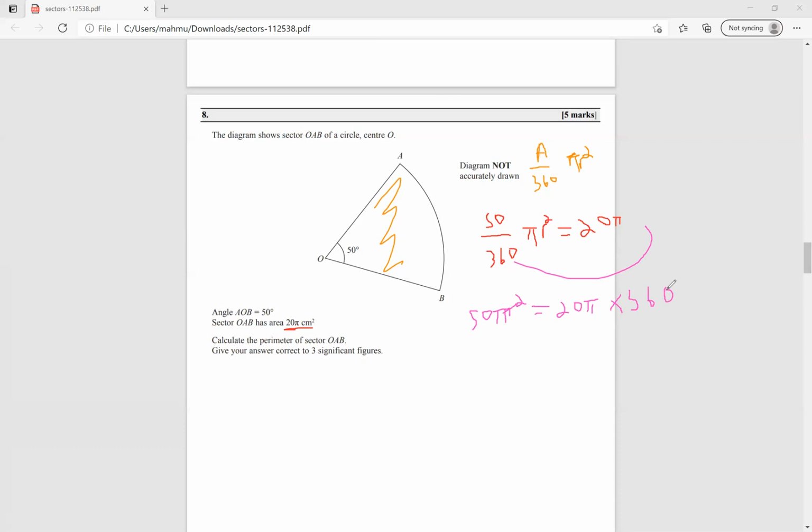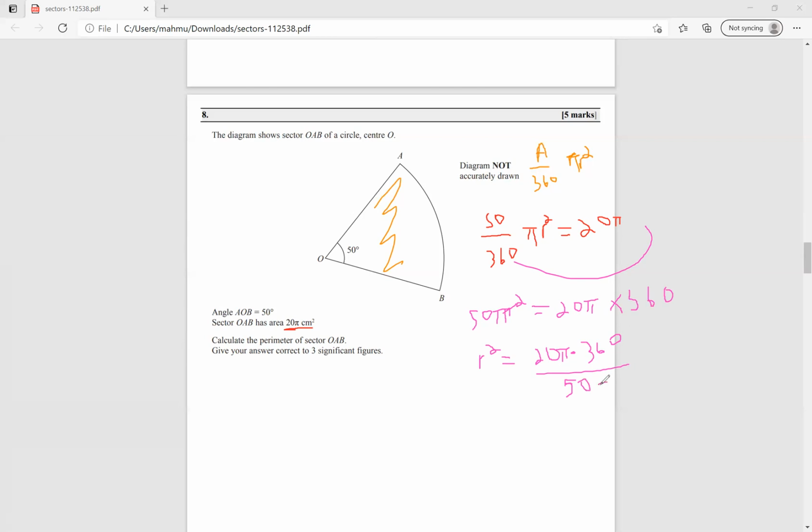Now, what I do is I have to separate the r from the rest. So I'm going to have r squared equals, I have this answer, 20 pi times 360 divided by 50 pi. I have to take the 50 to the other side. If it's a times here, if I take it to the other side, it becomes a divide. So 50 pi, right? Yeah.